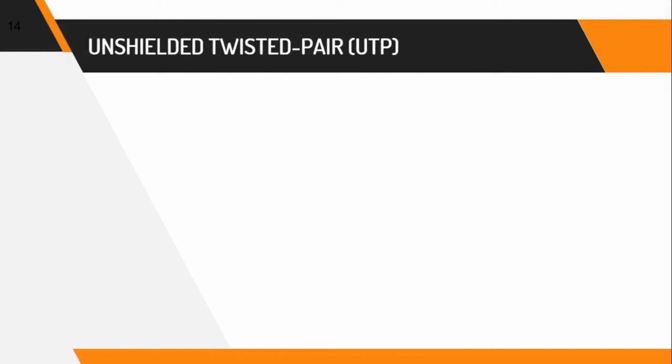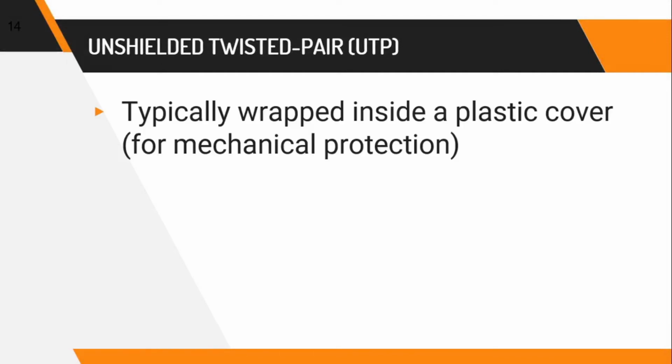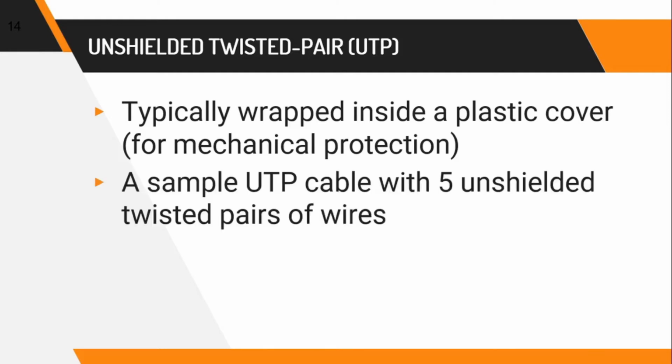Unshielded twisted pair or UTP. It is typically wrapped inside a plastic cover for mechanical protection. A sample UTP cable with 5 unshielded twisted pairs of wires. UTP cable is a 100 ohm copper cable that consists of 2 to 1,800 unshielded twisted pairs surrounded by an outer jacket. They have no metallic shield. This makes the cable small in diameter but unprotected against electrical interference.